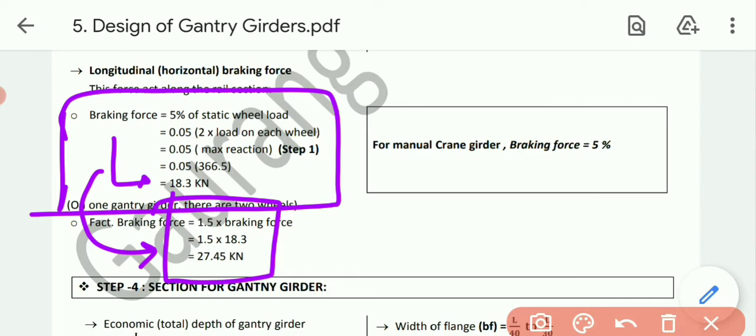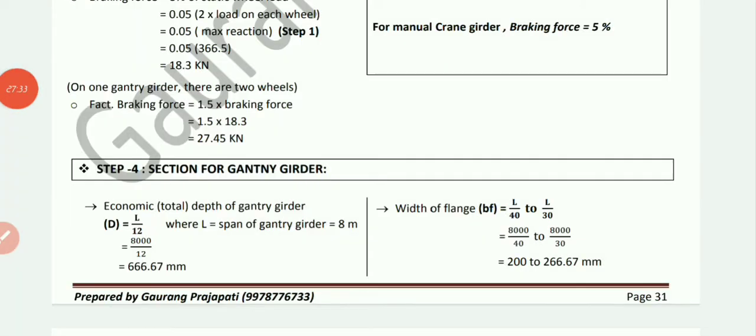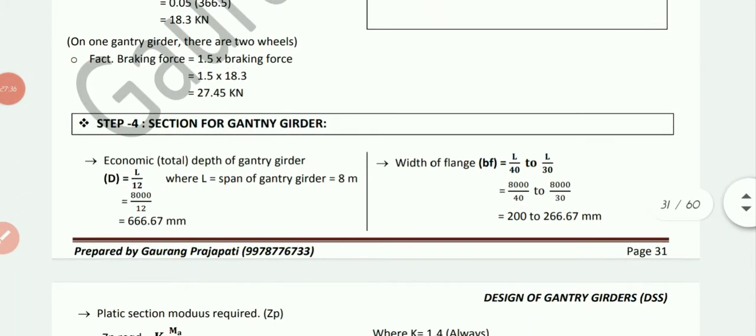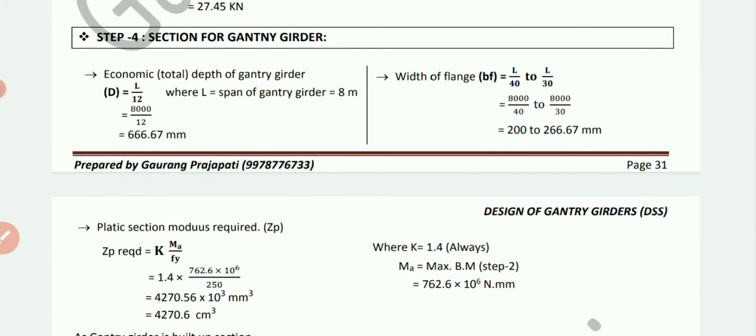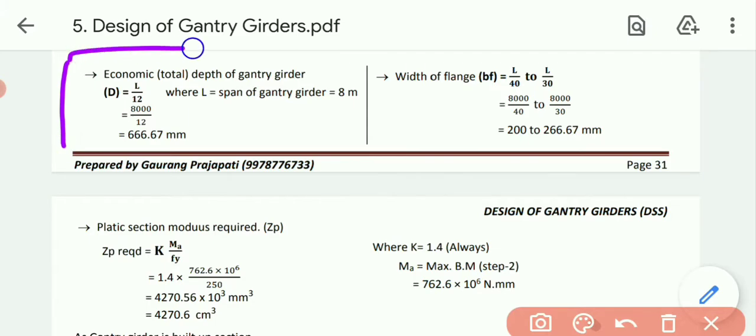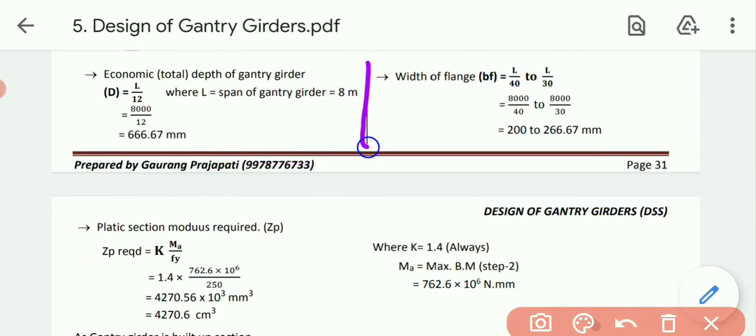Now moving forward, step number 4, that is section selection criteria. So let's start step number 4, that is the section for the gantry girder. In this step we will get to know the requirement criteria for designing the section for the gantry girder. First of all, depth of girder. The formula stands for L by 12. L is 8 meter, so let's convert it into mm. 8000 divided by 12. Answer is 666.67 mm.